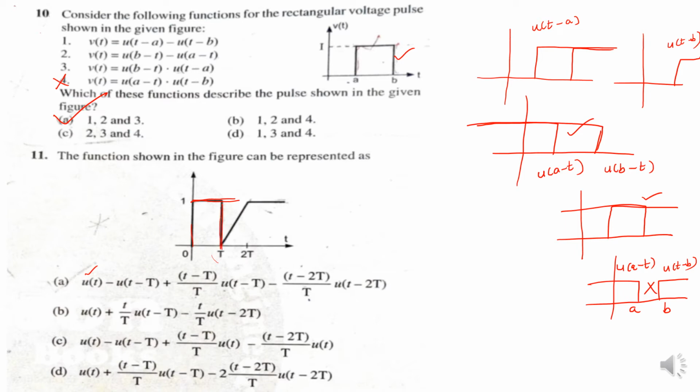So u of t minus t, plus this is the ramp. This is not a step, this is a ramp. Again increasing. So t minus t plus t with one magnitude. So t minus t divided by t, u of t minus t. Correct. And next, another ramp is added, subtracted here. Then only we get the horizontal line. So minus t minus 2t by t, u of t minus 2t. So the first option A is the correct answer.